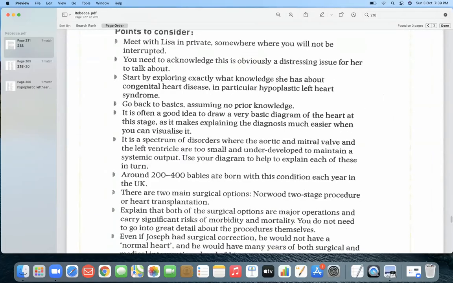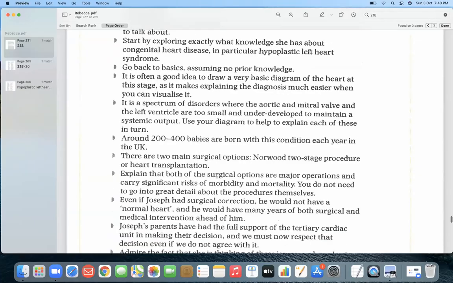Points to consider: meet Lisa in private, somewhere where you will not be interrupted. You need to acknowledge this is obviously a distressing issue for her to talk about. Start by exploring exactly what knowledge she has about congenital heart disease, in particular hypoplastic left heart syndrome. Go back to basics, assuming no prior knowledge. It is often a good idea to draw a very basic diagram of the heart at this stage, as it makes explaining the diagnosis much easier when you can visualize it.